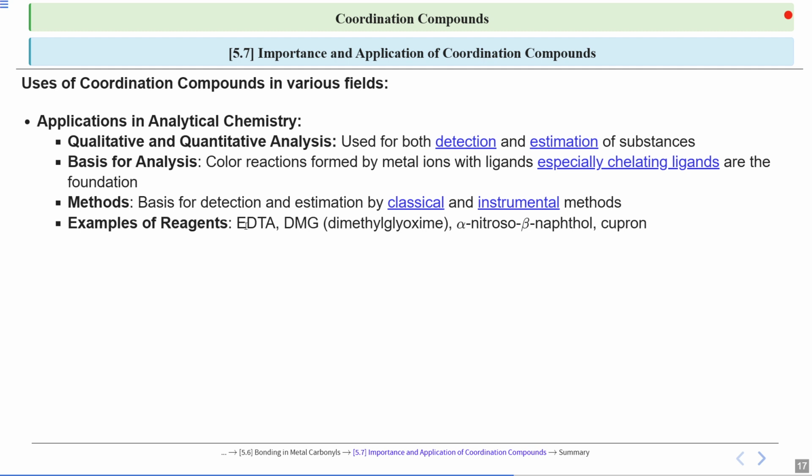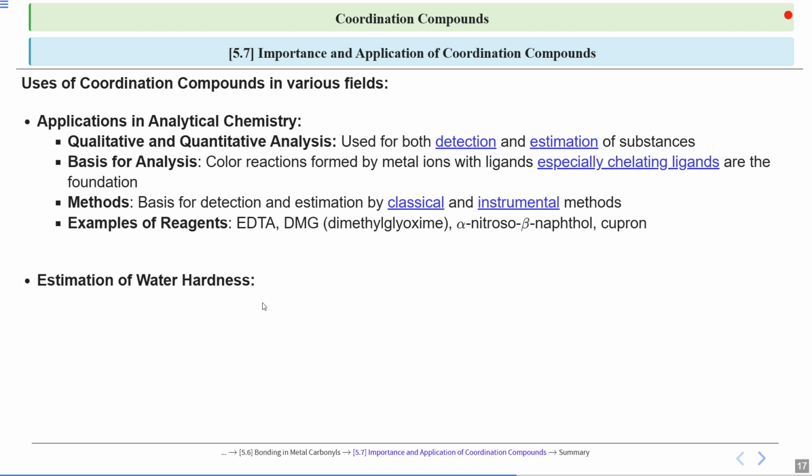Examples of the reagents like EDTA. EDTA is a coordination compound which we use as a reagent in analytical chemistry. DMG, which is dimethyl glyoxime. Alpha nitroso beta naphthol, this is another reagent, and cupron. So these are the reagents, coordination compounds, which we use in analytical chemistry.